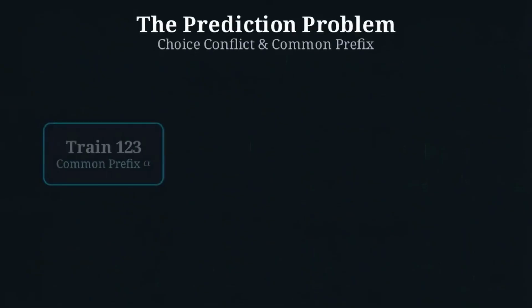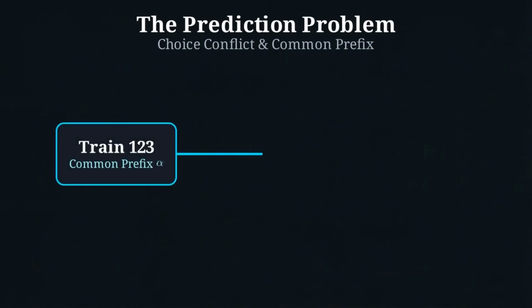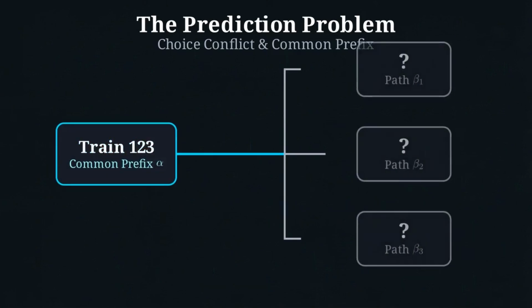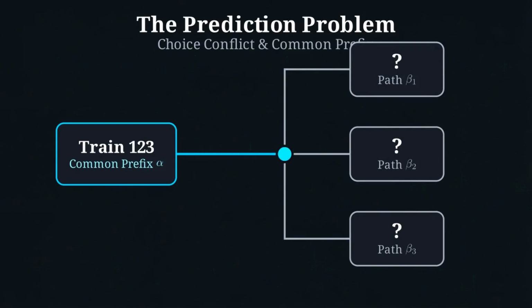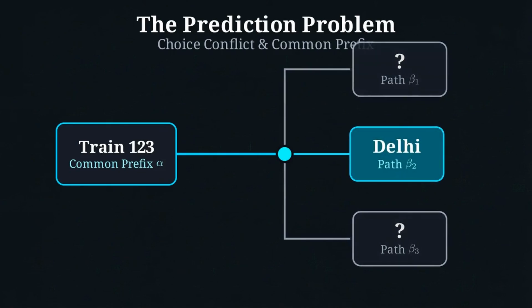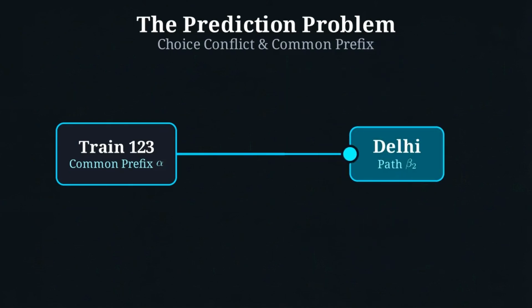Imagine standing on a station platform, listening to the loudspeaker. Train 123. You know the train number, but not which track to wait on. You have to wait for the rest of the announcement, to Delhi, before verifying your destination.